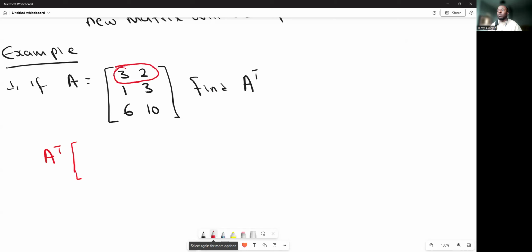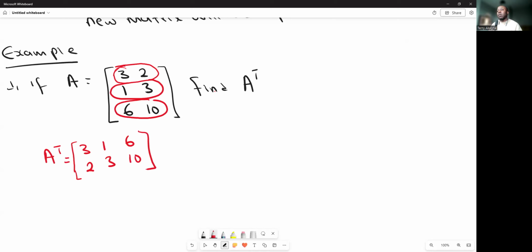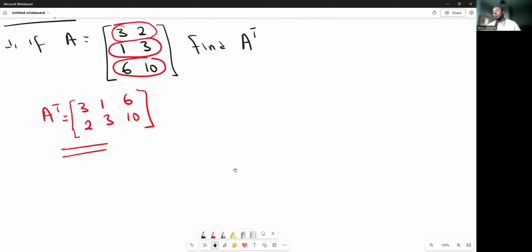So if you want to make the rows the columns, we have this row, 3, 2, which is going to become 3, 2. Are you seeing it? The next one we have is 1, 3, which is going to become 1, 3. And the last one we have is 6, 10, which is going to become 6, 10. And this is the transpose matrix. Easy. Straight to the point.